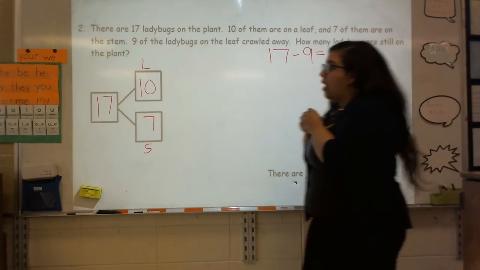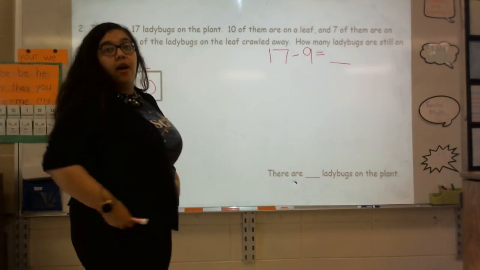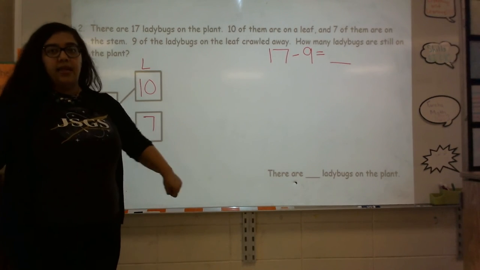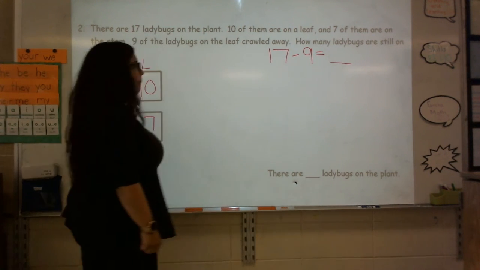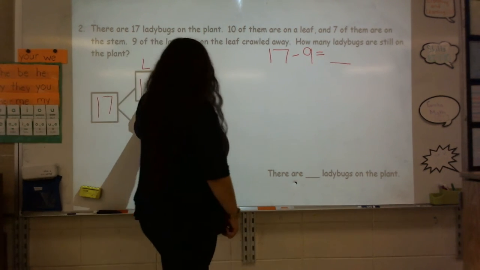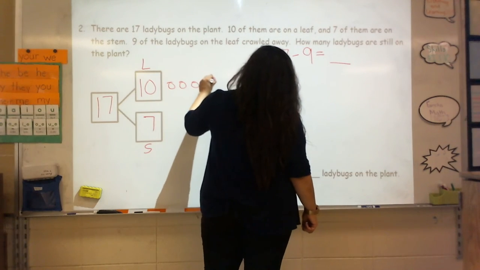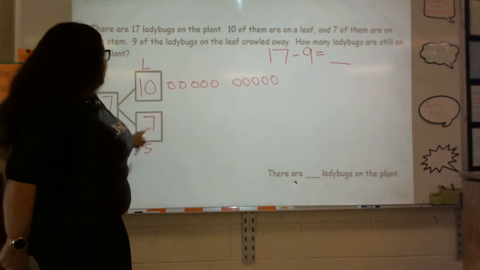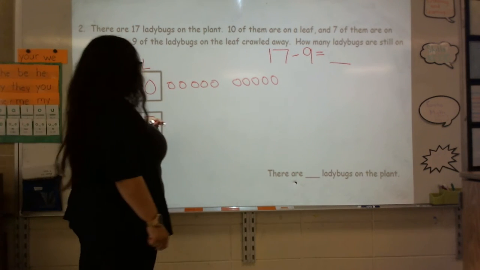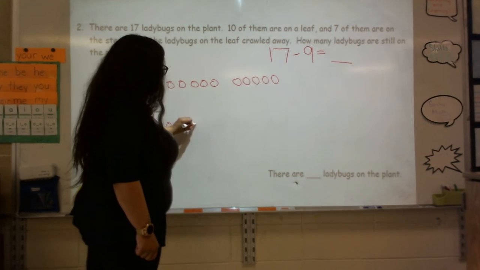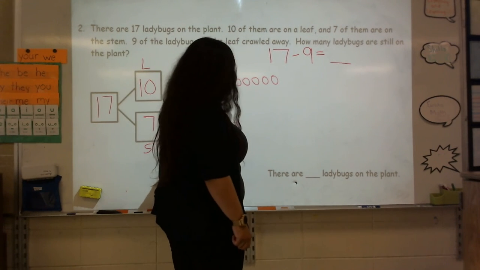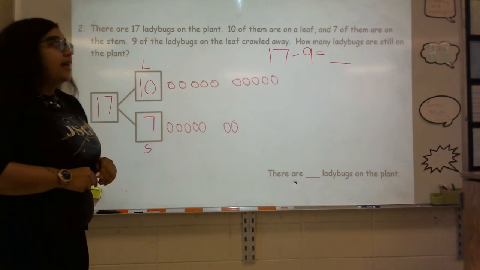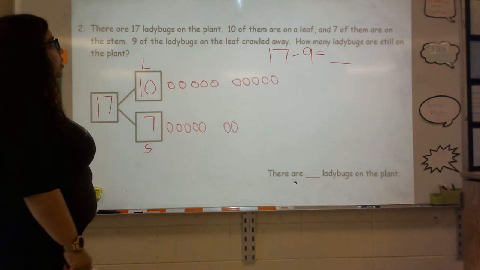So what we're going to do now is draw our picture. We're going to draw our picture to show the 2 groups of ladybugs, the leaf ladybugs and the stem ladybugs. So leaf ladybugs, how many? 10. Good. 1, 2, 3, 4, 5, 6, 7, 8, 9, 10. Good job. How many ladybugs on the stem? 7. 1, 2, 3, 4, 5, 6, 7. 7 ladybugs on the stem. It then tells us which group of ladybugs crawled away. And which ones were those?